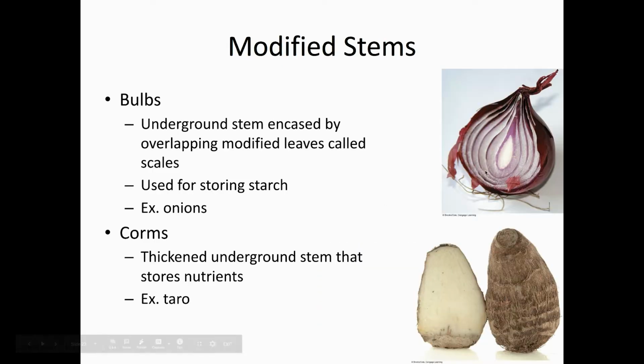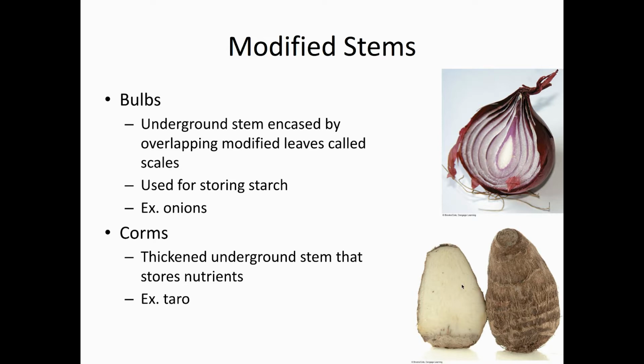Bulbs are underground stems encased by overlapping modified leaves called scales. So the onion and the ogre have many layers. Each of the layers of the onion was a modified leaf, so each one is a scale. This is used for storing starch, and it's to keep the onion going through the winter. So in the spring, it can just sprout out the top. If you've ever left an onion for too long in your cupboard, you'll find that it sprouts out here. And of course, you have the roots on the bottom.